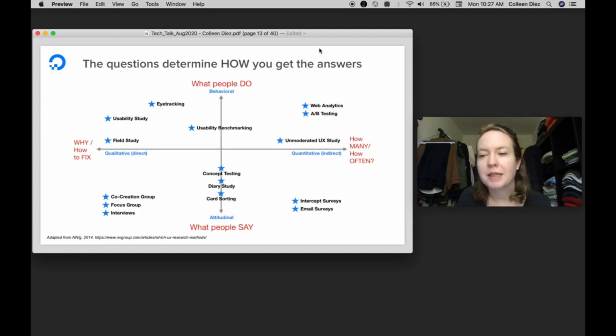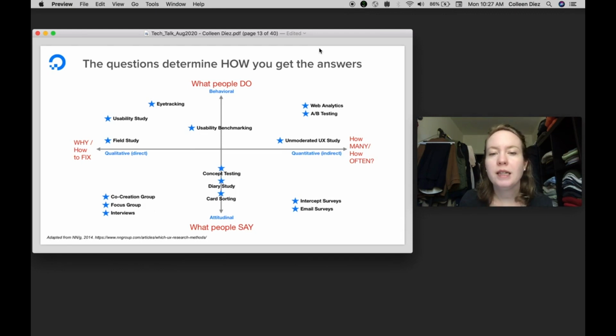But you might be asking, Colleen, I don't know enough about research methods. So I would say that this is a good way of trying to gauge which method you might want to use for user research. This is a chart that I've adapted from a Nielsen Norman Group chart from 2014.